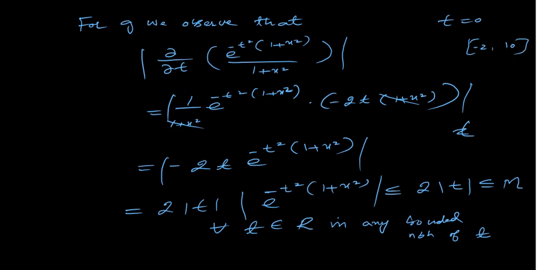Then this mod of t is lesser. Twice mod of t is lesser or equal to 2 times 10, which is equal to 20 in that case. So if you fix any bounded open interval for this t, you will see twice mod of t is lesser or equal to M. Obviously this M depends on that bounded interval which you are choosing here, because in our theorem we need that the partial derivative should be bounded by some measurable function in any bounded interval.